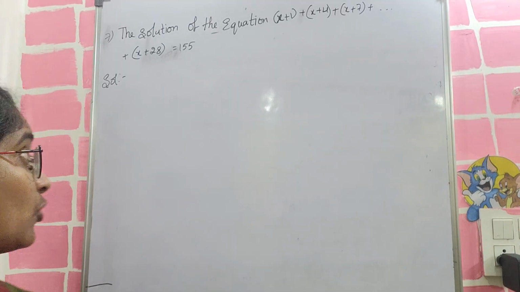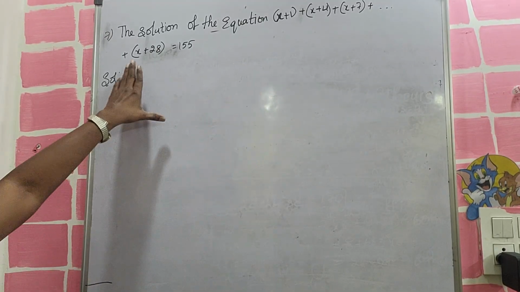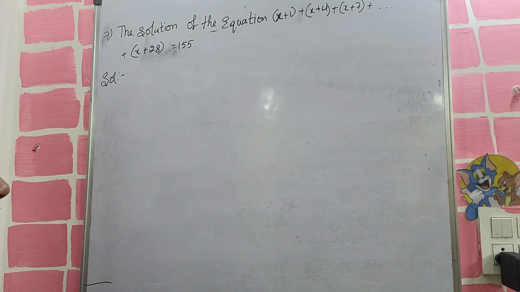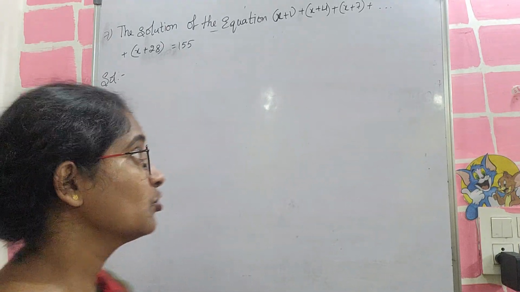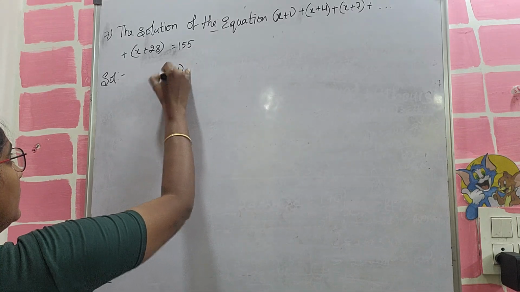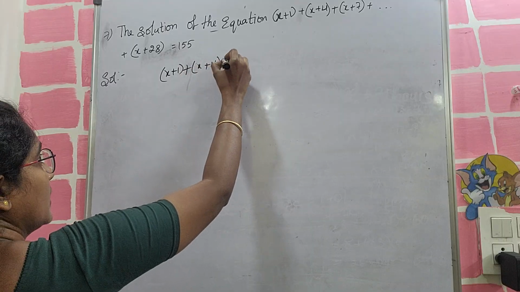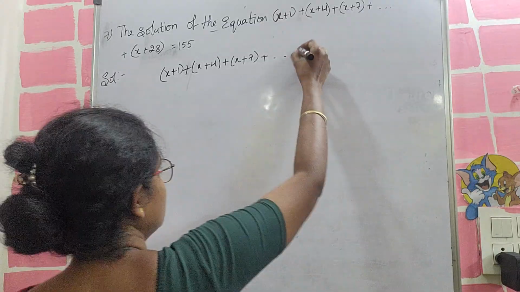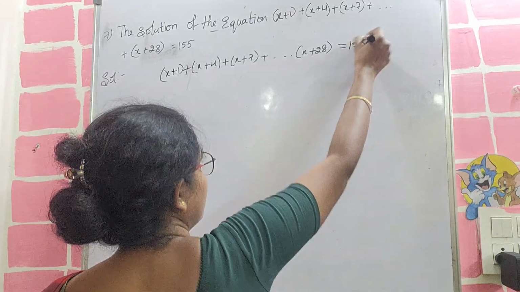Here we'll continue with the next problem: the solution of the equation x plus 1, plus x plus 4, plus x plus 7, and so on, up to x plus 28, is equal to 155. We need to solve this equation. Solving an equation means finding the value of x. So here, x plus 1 plus x plus 4 plus x plus 7 and so on till x plus 28 is equal to 155, as given.